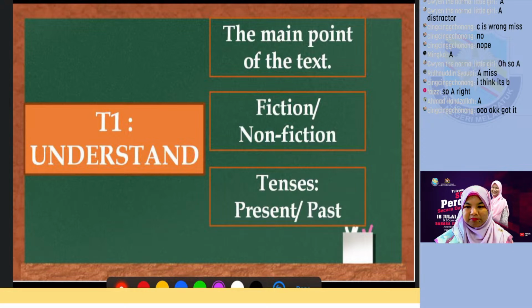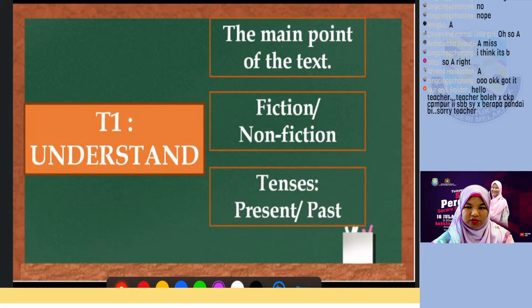The text might be a bit long, and since there are gaps, it will be a bit challenging for you to digest everything. So here you need to read and try to locate the main point of the text. What is the text's main message? The main topic of the text. You also need to identify and understand whether the text is fiction or non-fiction. What is the difference between fiction and non-fiction?